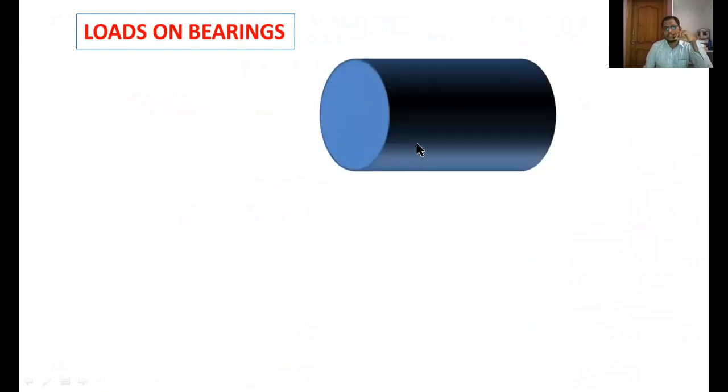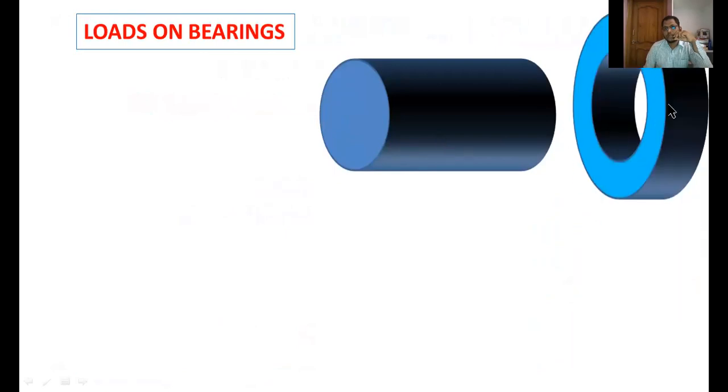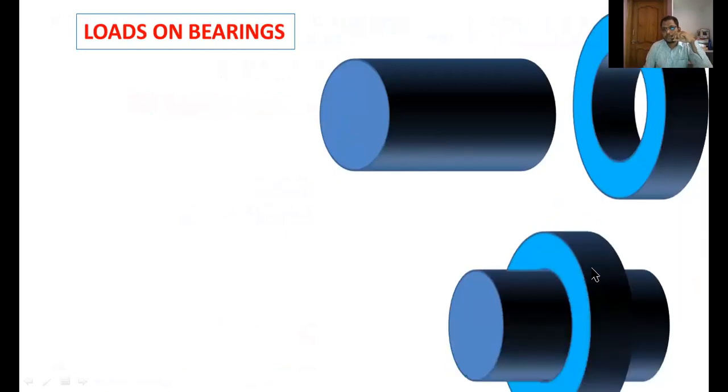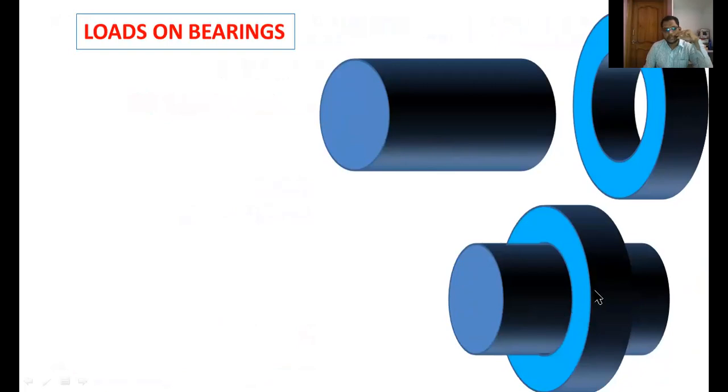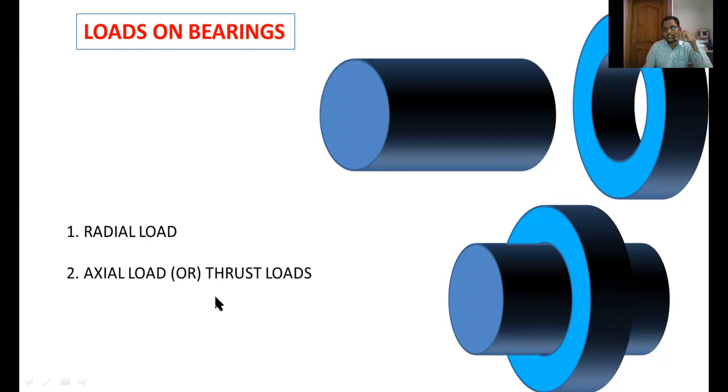First of all, you have to know the fundamentals about loads on bearings. This is a shaft or journal, and this is the bearing. This is the assembled view of a shaft and bearing. There are three types of loads acting on journal bearings, thrust bearings or ball bearings. First one is the radial load. Second one is the axial load or thrust load. Third one is the combined load. These three loads are acting on the shaft.